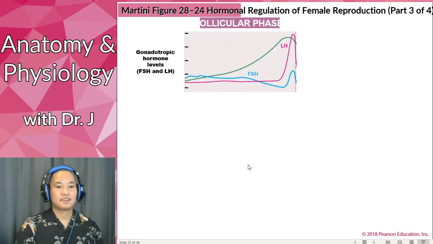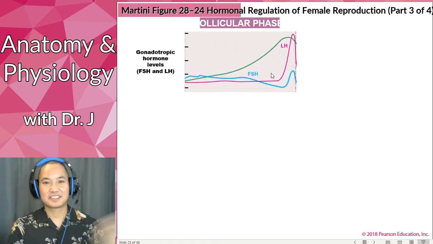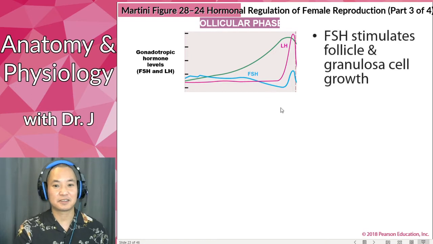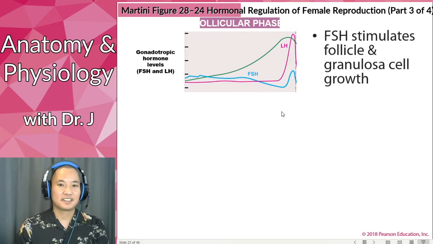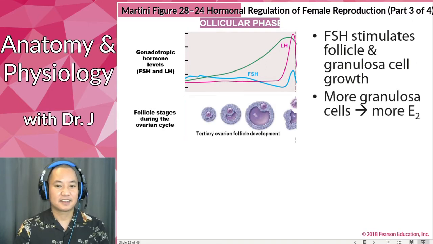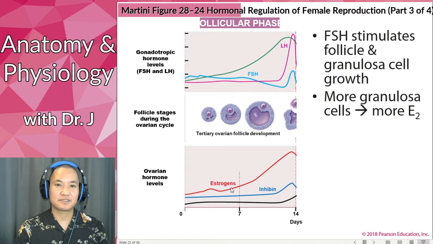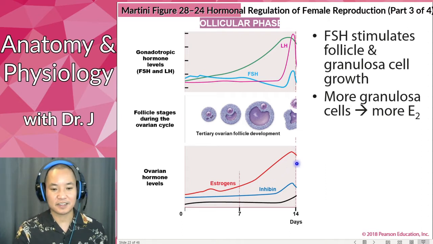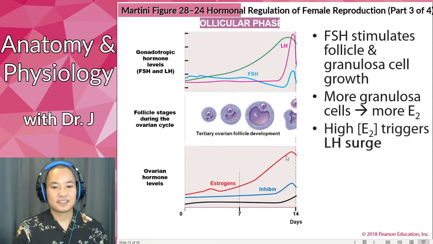Okay, so then we have our, again, this is just what it is. We drew all this. So the FSH stimulates the follicle and granulosa cell growth, and that's why we have that development of the follicle, and that's why we have an increase in estrogen as the follicle develops. Now, what does the estrogen do?